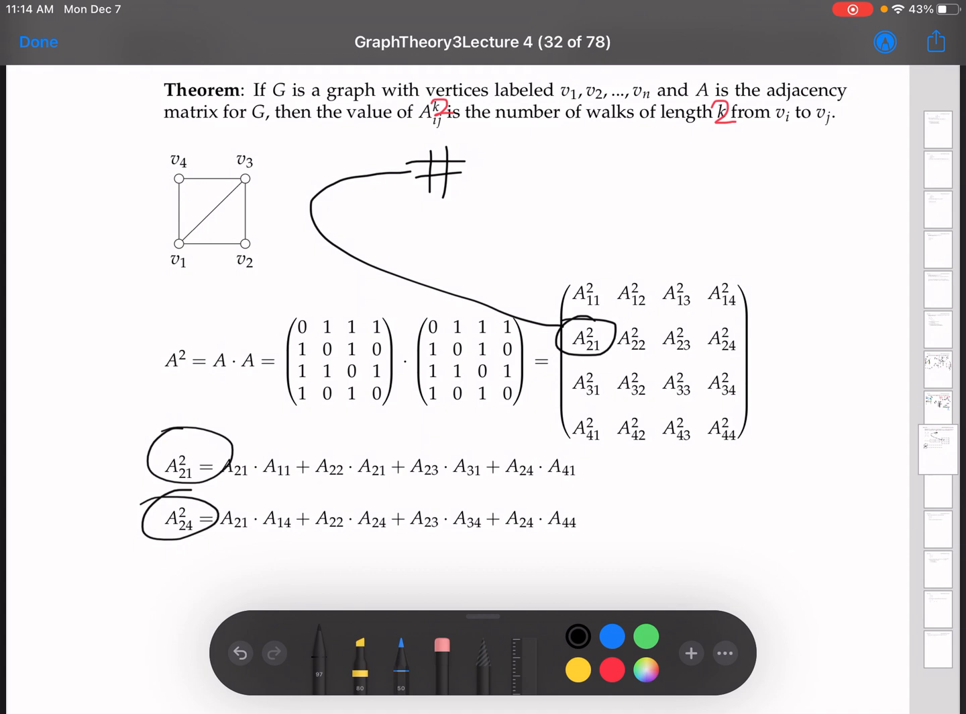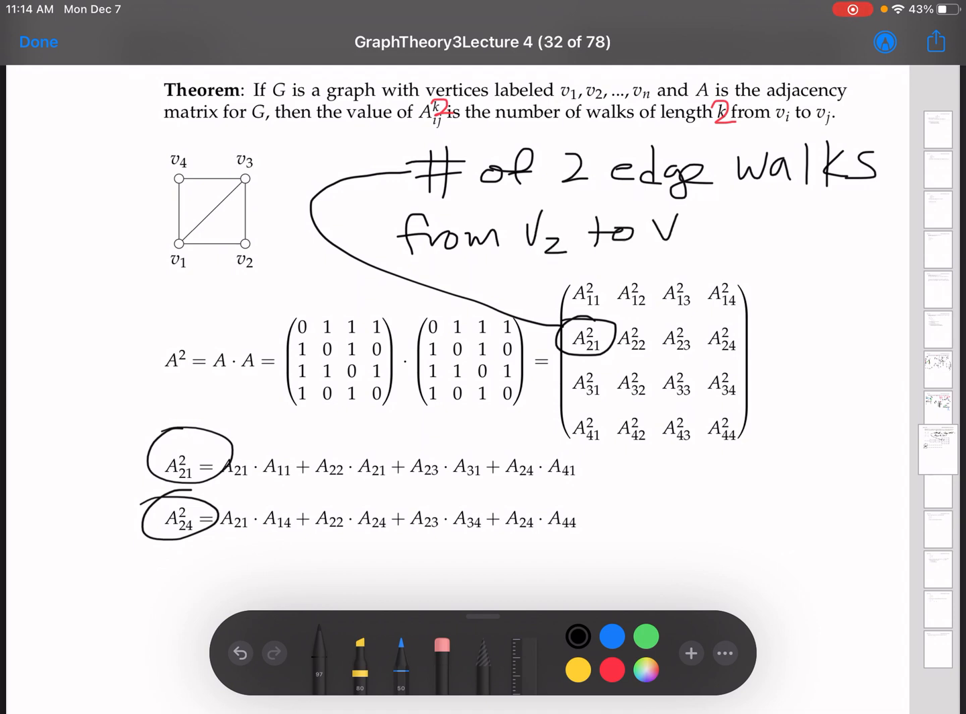Remember, as we found before, this is the number of 2 edge walks from v2 to v1. And we already know the answer of that one. Right, let's just do it again. The number of walks of length 2, or 2 edge walks, from v2 to v1. And there's only one of them. You can go up here and go there. So v2 to v3 and v3 to v1. Right, so there's only one of them, so the answer is 1.